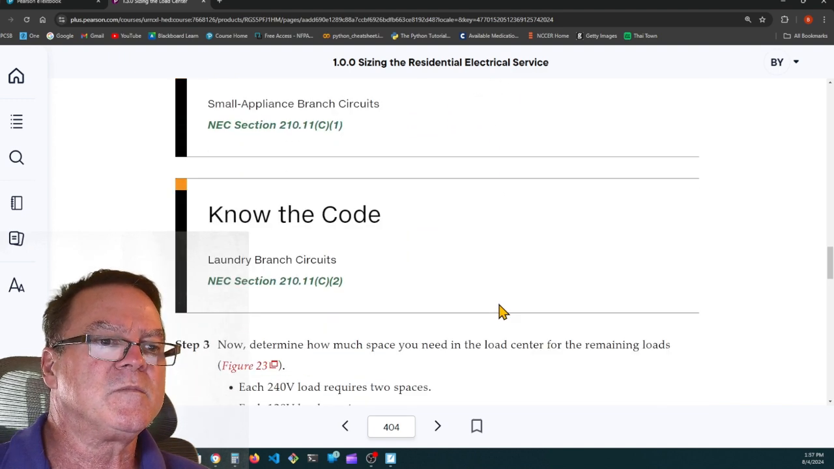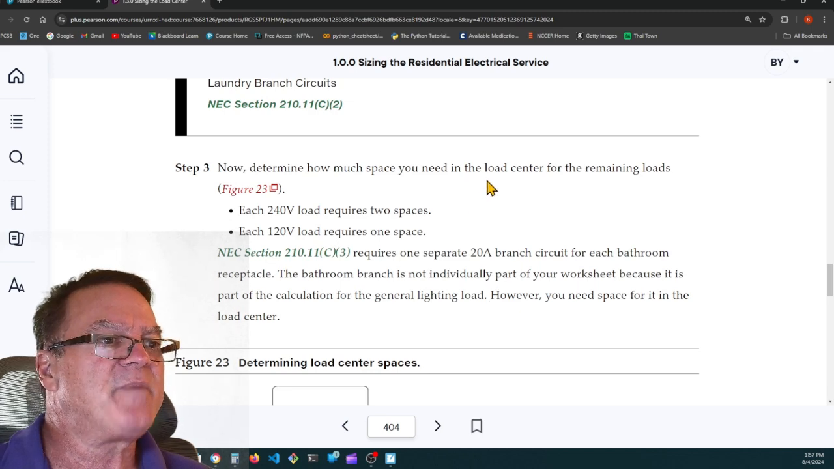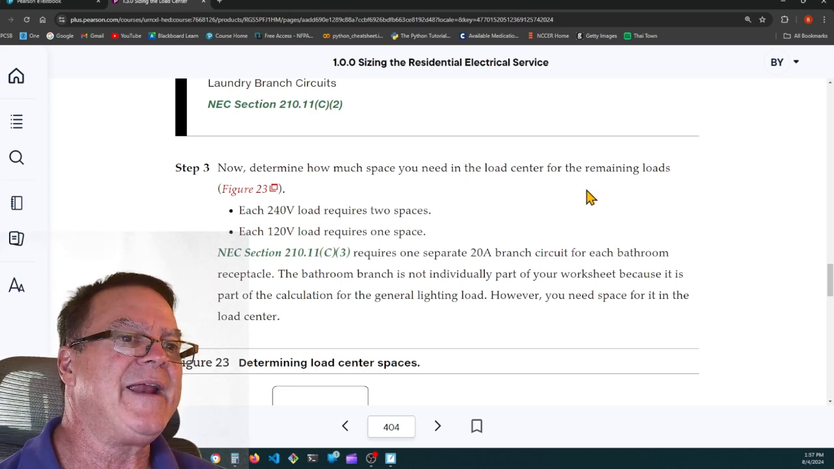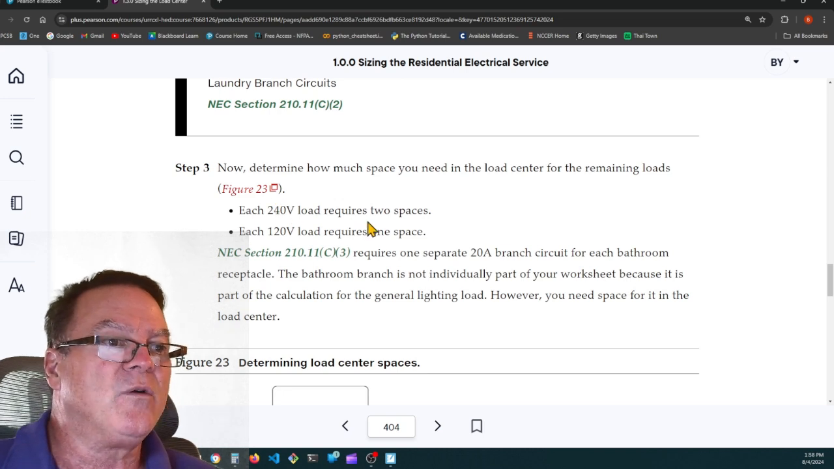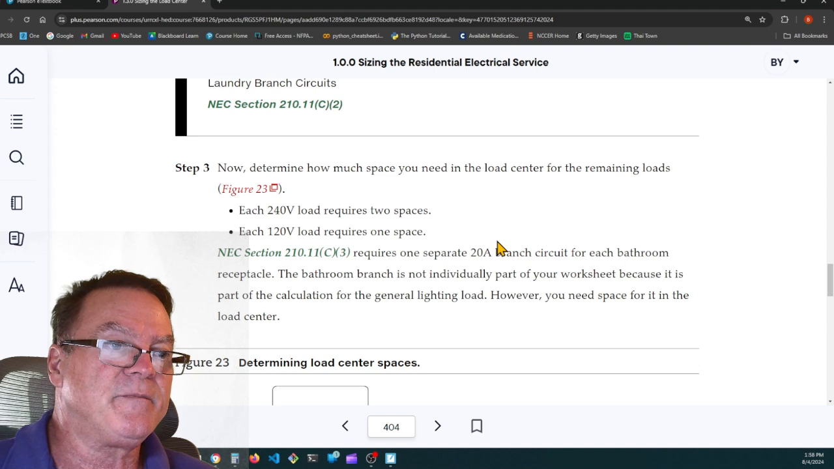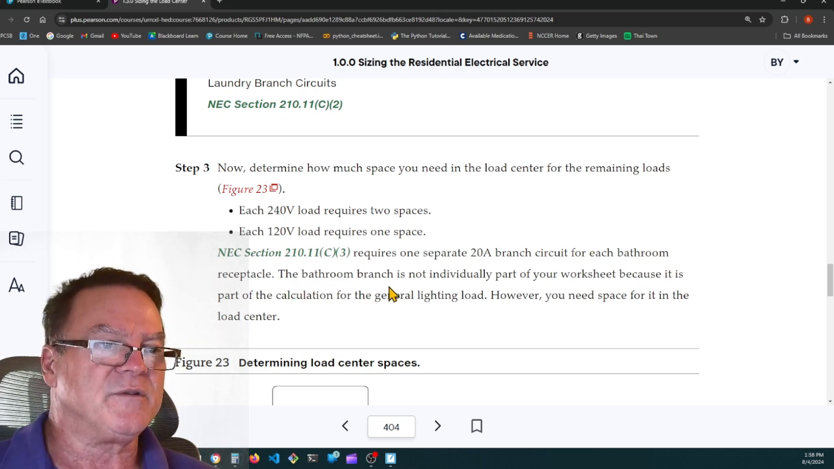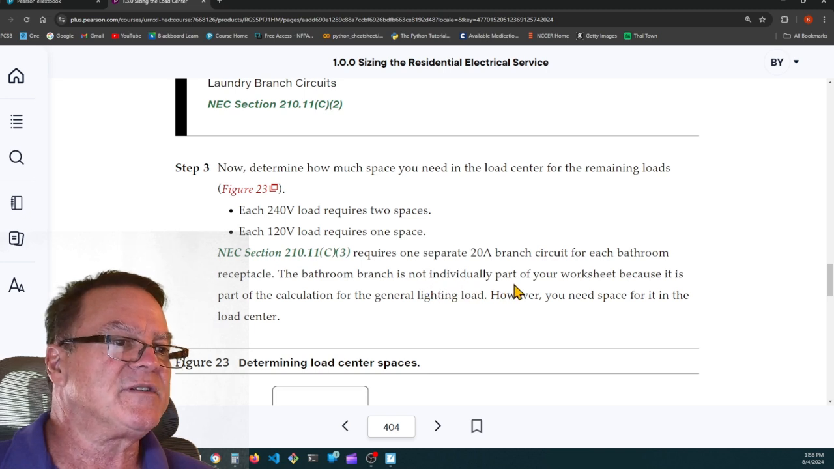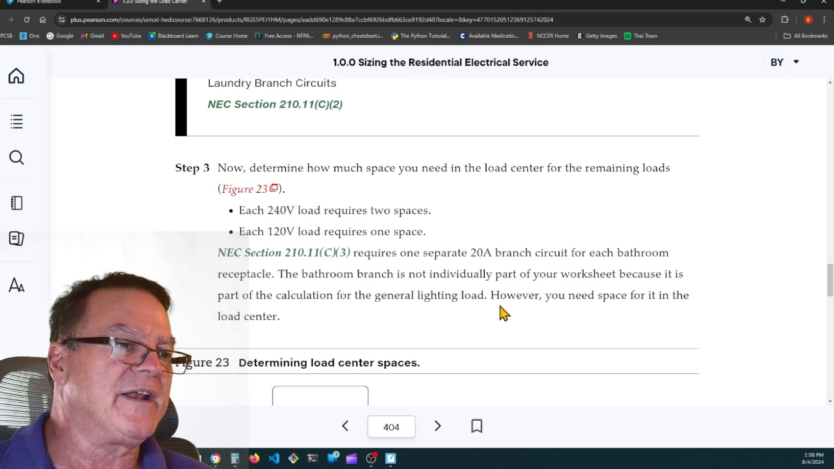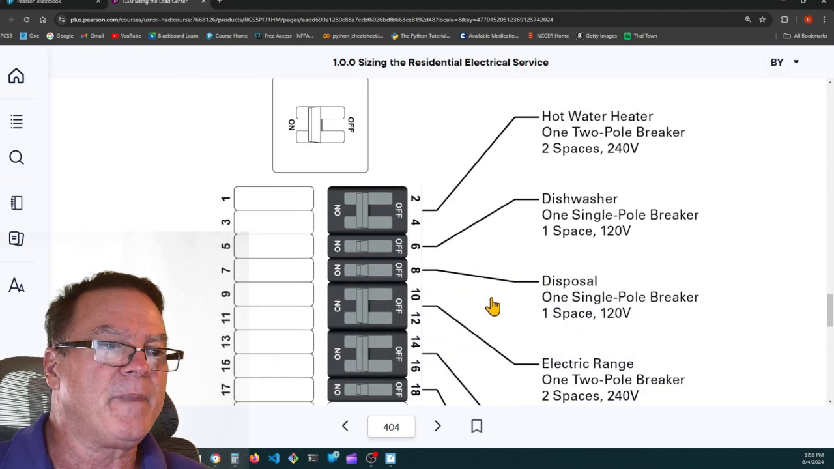All right. Now determine how much space you need in the load center for the remaining loads. Each 240 volt load requires 2 spaces. Each 120 volt load requires 1 space. So NEC section 210.11(C)(3) requires 1 separate 20 amp branch circuit for each bathroom receptacle. That's one of those. Each bathroom branch circuit is not individually part of your worksheet because it's part of the calculation for the general lighting load. However, you need space for it in the load center.